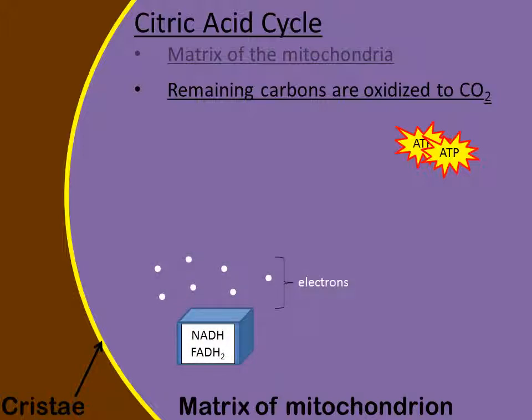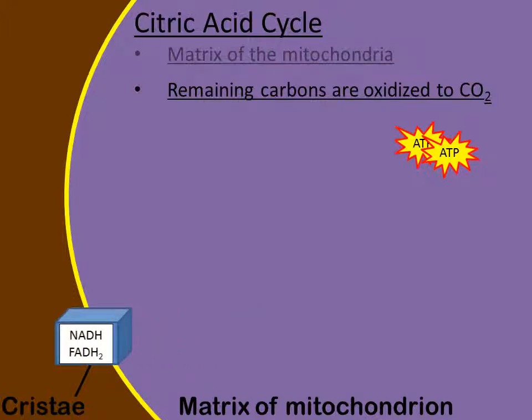However, what's been happening this whole time up through all of these steps is that we've been scavenging some electrons from each of these reactions, and these electrons have been sort of put away, if you will, into these molecules that are called NADH and FADH2. We've been saving them up, and now those molecules are going to move to the cristae, that membrane, for the last step, the electron transport chain.